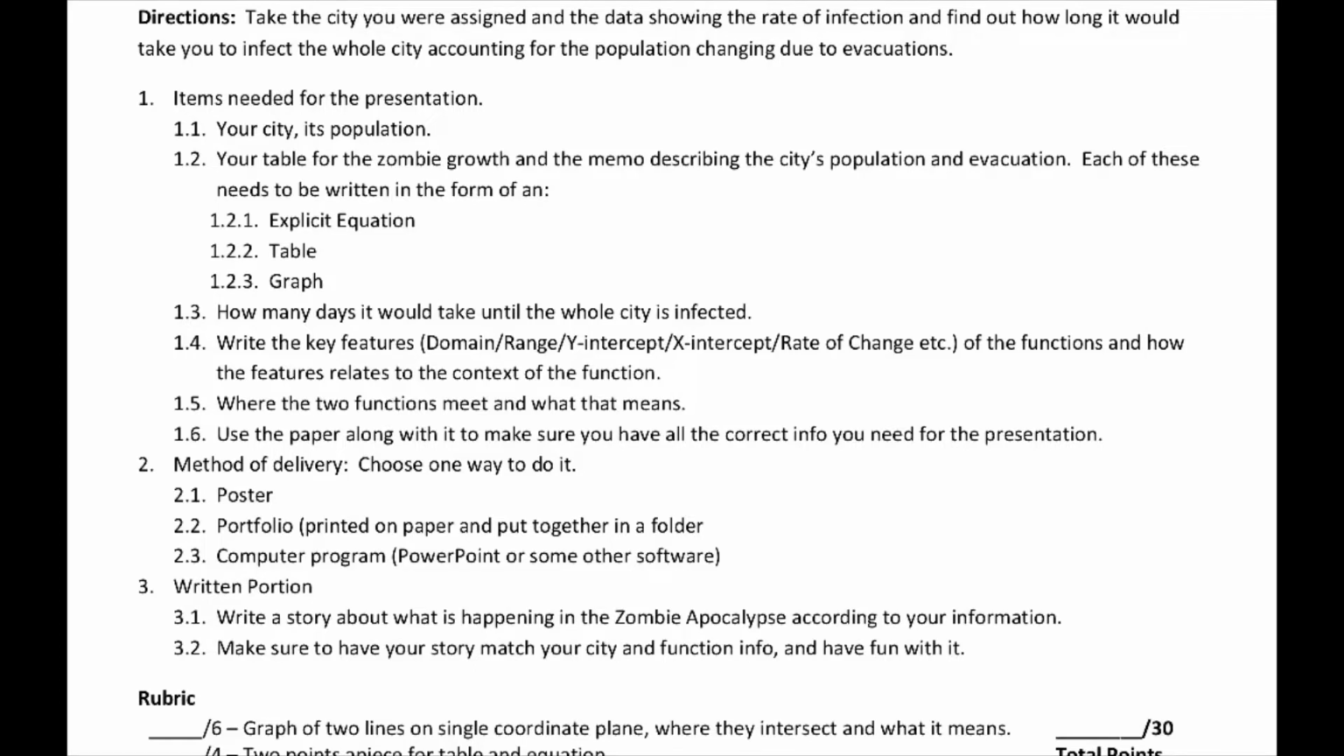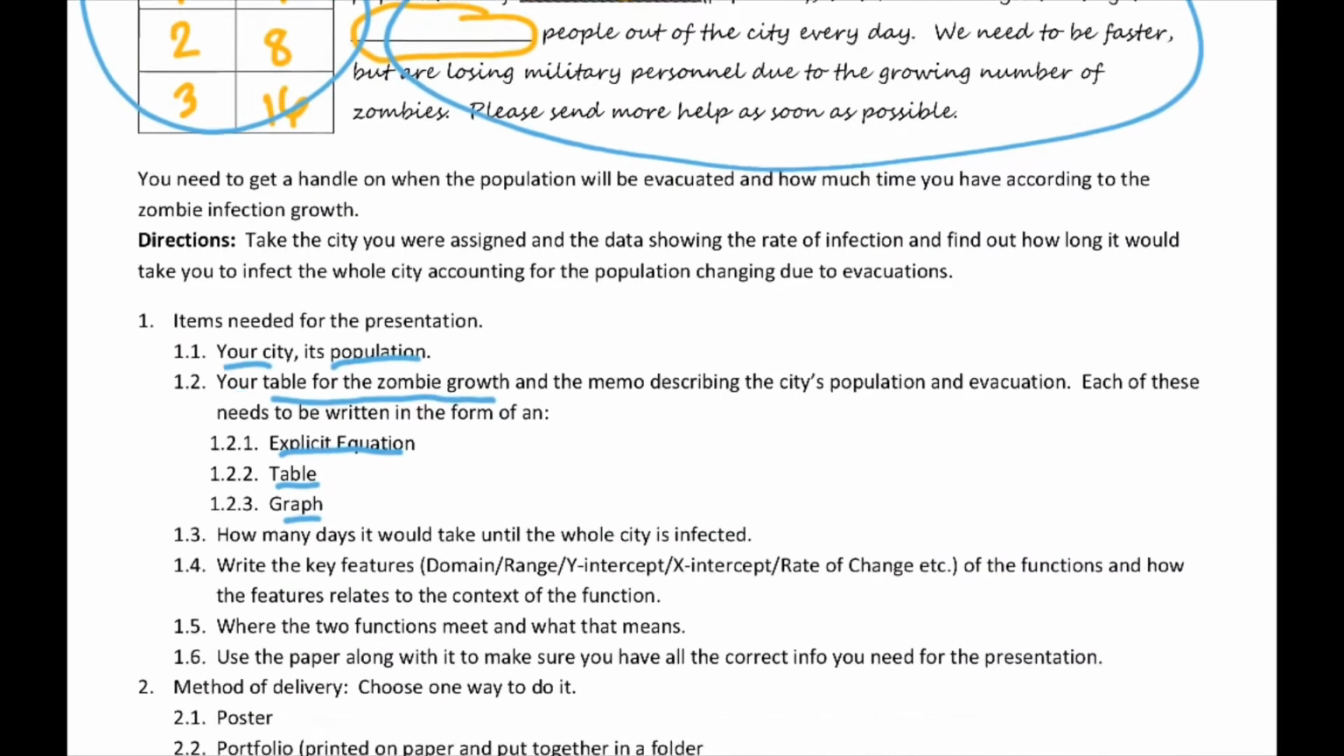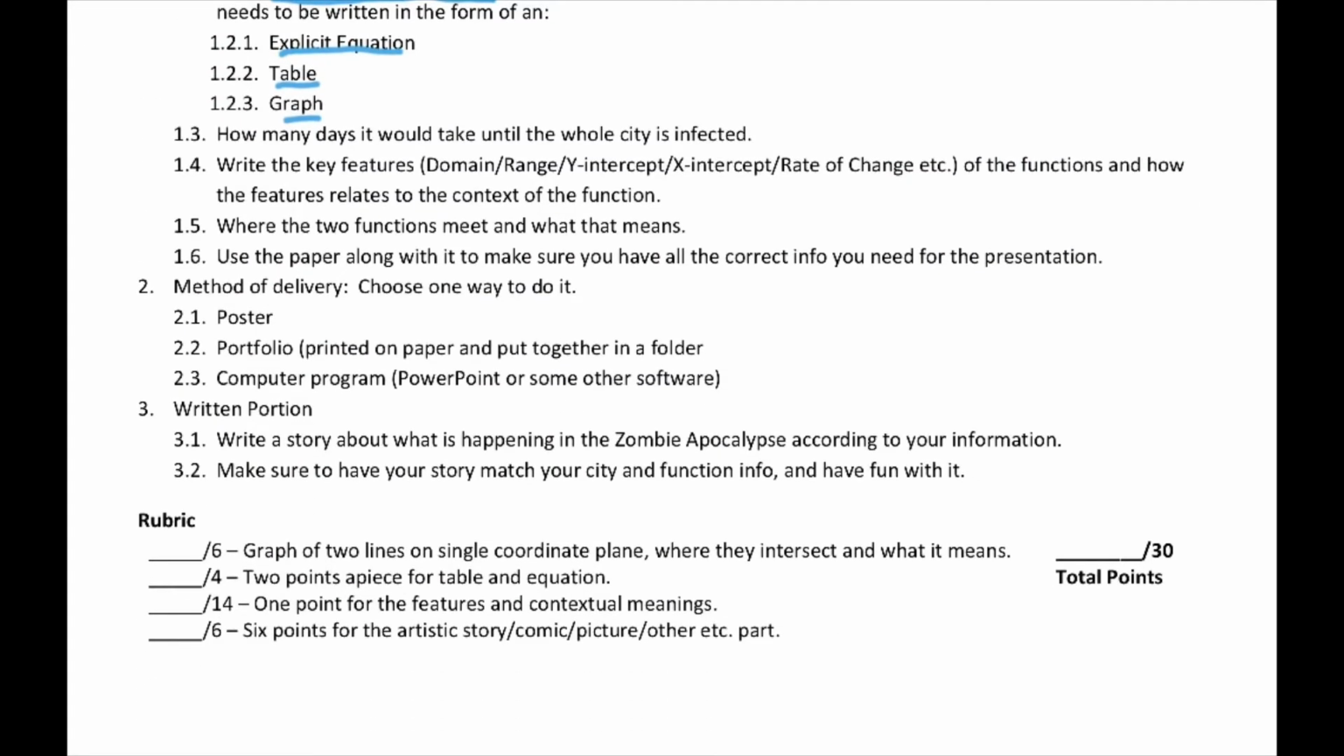So here are the things you need for your presentation. City, population, the table for zombie growth, okay. You need an explicit equation, the table, and the graph of both of those situations. So the evacuation and the zombie growth. How many days it would take the whole city to be infected. We're also going to kind of go back to those key features that we learned in a previous unit and connect them to our story and how they relate to the context of our story. Okay, where they meet and what that means.